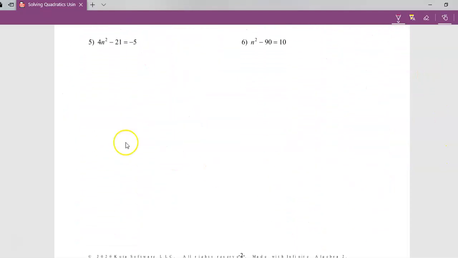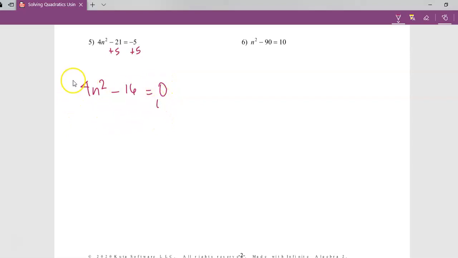All right, so number 5. This one is not in standard form. So in order to get this one in standard form, we're going to go ahead and add 5 to both sides, just so we can get this one side equal to 0. So this would be 4n squared minus 16 equals 0. So now it's in standard form.